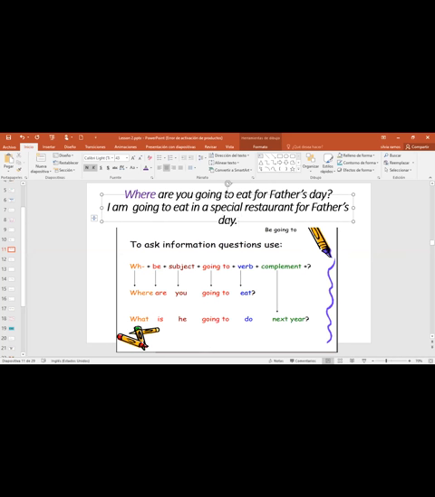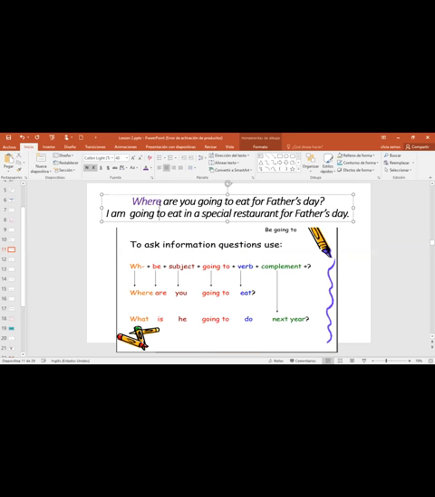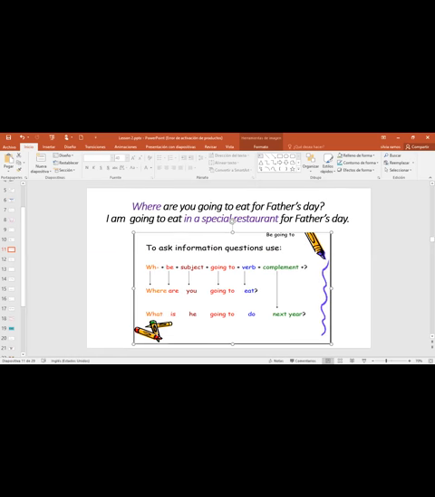So what I want you to pay attention to is that we need to provide the answers where. And what I'm going to put here in blue is in a special restaurant. Esa es la respuesta que estamos buscando cuando hacemos esa pregunta. Right? Eso es lo que estamos preguntando. Where are you going to eat for Father's Day? I am going to eat in a special restaurant for Father's Day. No estoy preguntando el qué, con quién, cómo, sino que en dónde. Right? That's what I want to know, right?